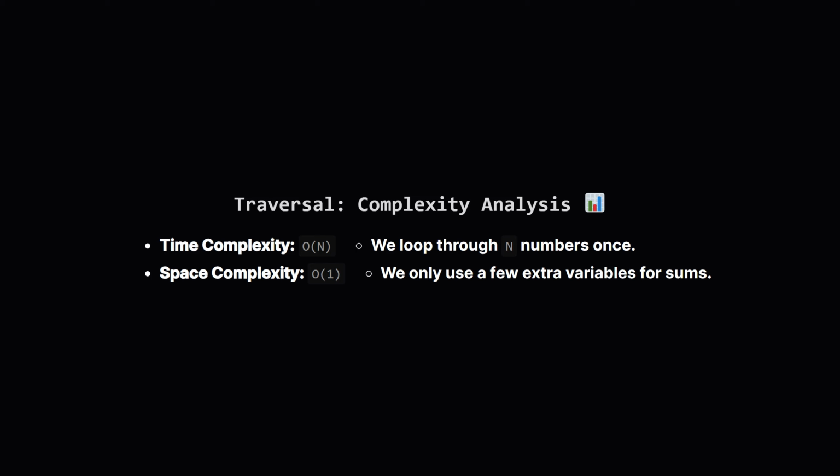So how fast is this traversal approach? Well, we have to look at each number from 1 to n exactly once. So if n gets bigger, the time it takes grows directly with n. We call this big O of n, or order n time complexity. For space, we're just using a couple of variables to store our sums, num1 and num2. This doesn't change no matter how big n is, so that's big O of 1, or constant space complexity.